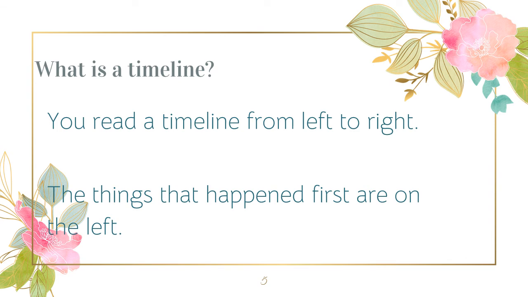You read a timeline from left to right. The things that happen first are on the left. So you start with putting the events in the order in which they happen from left to right. Similarly, you start reading from the left as well, because on the left side of the timeline is the event that happened first, and then moving on it goes second event, third event, and so on.